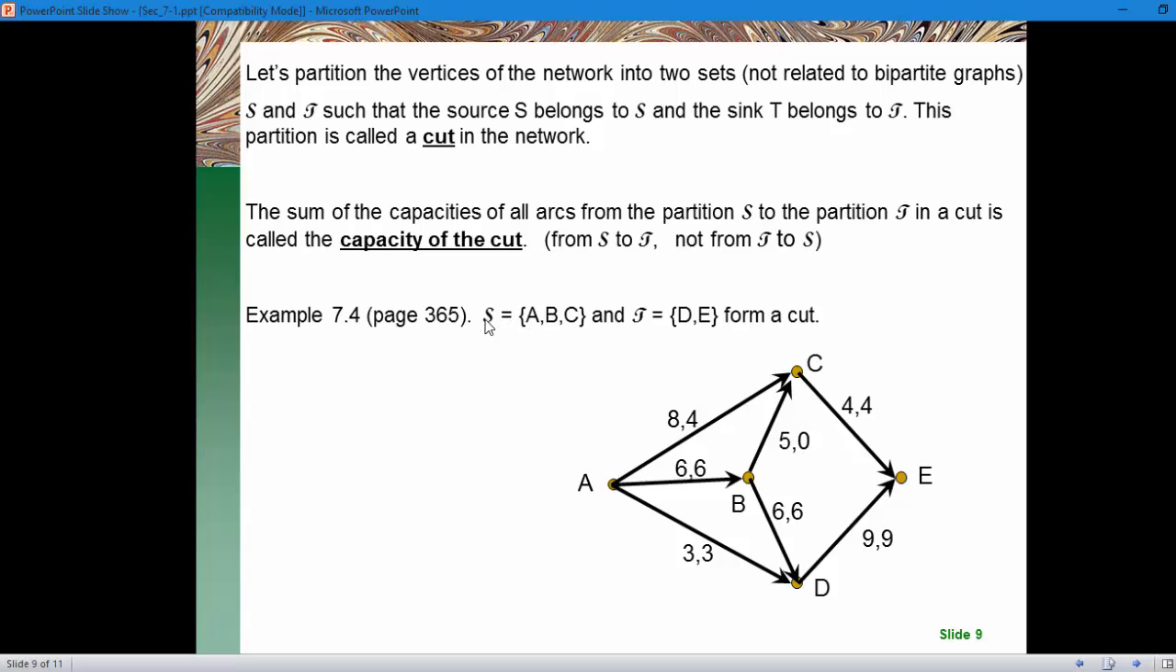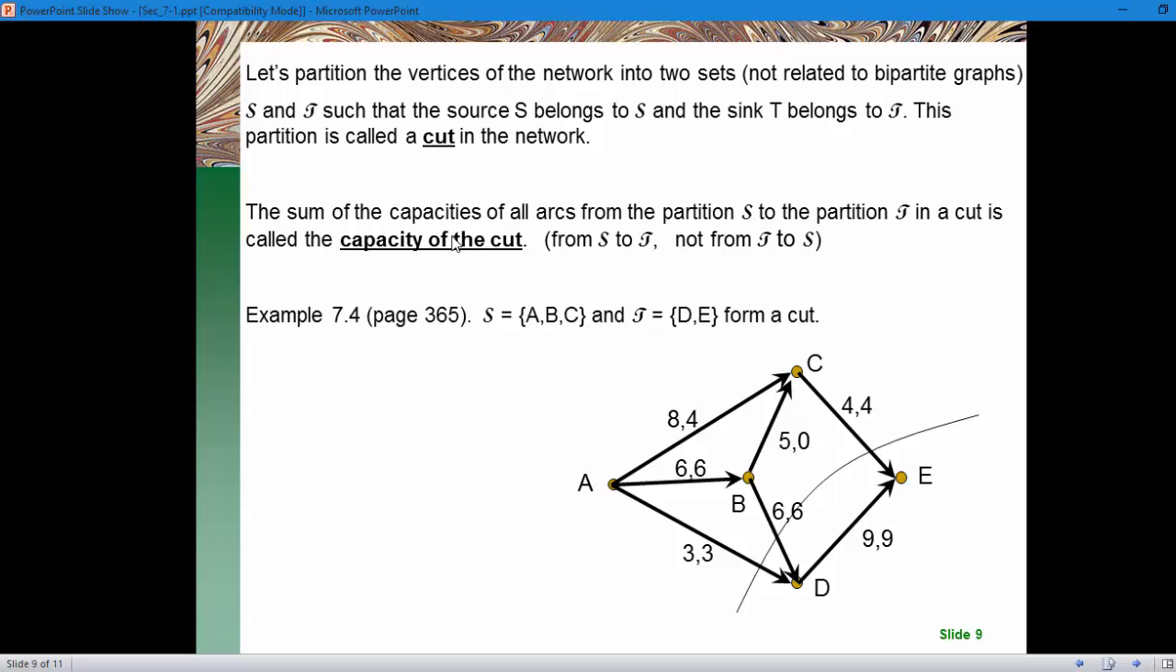Notice that script S, that's the set of vertices that contain the source, and set script T, that's the set of vertices that contain the sink. Notice that these three vertices here, A, B, C, are over here, and they include the source. And D, E, the remaining two vertices, that set T includes the sink. Now this is a cut, and the diagram of this cut will be represented by this line because we're separating these two groups of vertices.